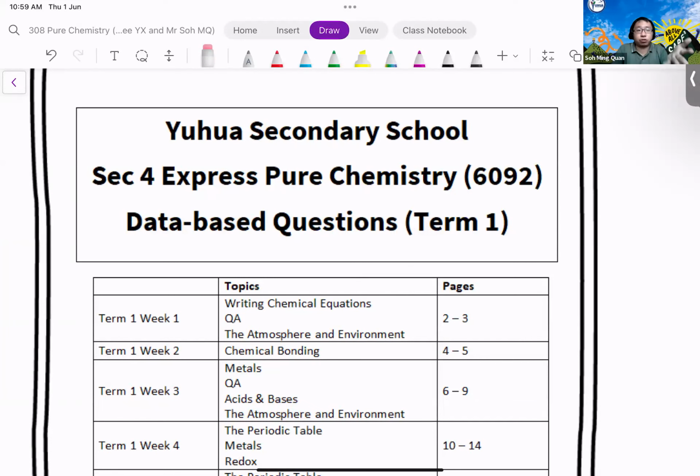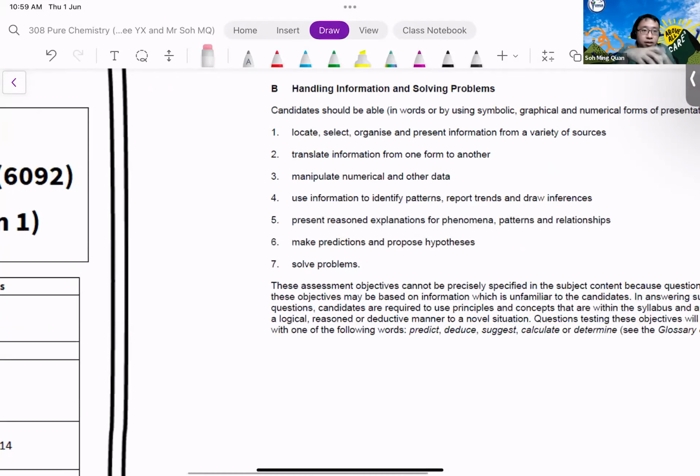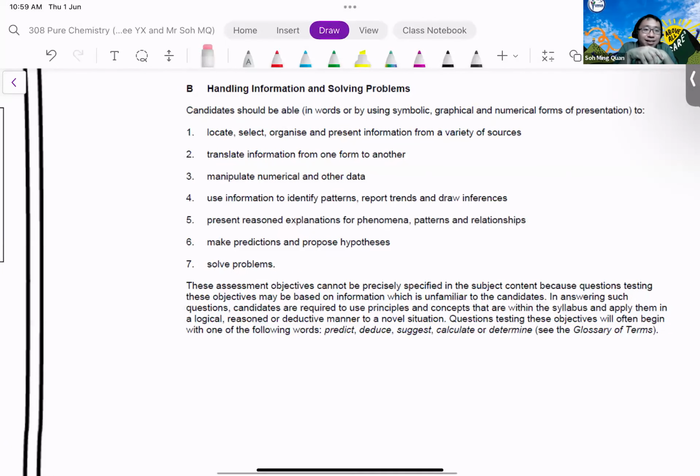Find a database on electrochem, maybe week 7, and so on. But what I want to point your attention to, which you don't have to copy down, is in your content library. These are the skills from your syllabus. As I've mentioned in class, pure chemistry is not entirely about memory work. It's not entirely about content. In fact, they want to assess your skills in handling information and solving problems.